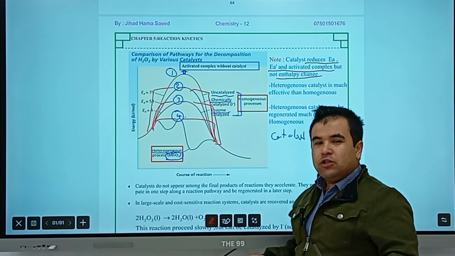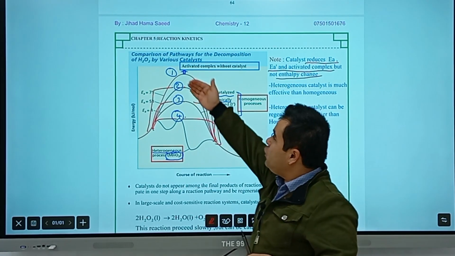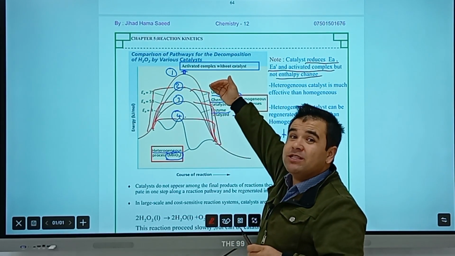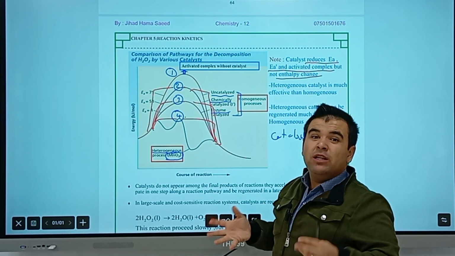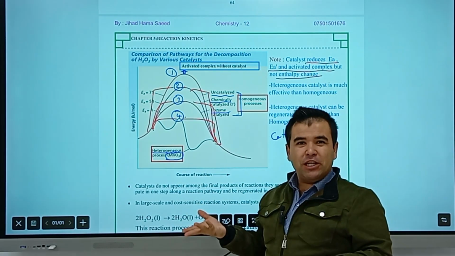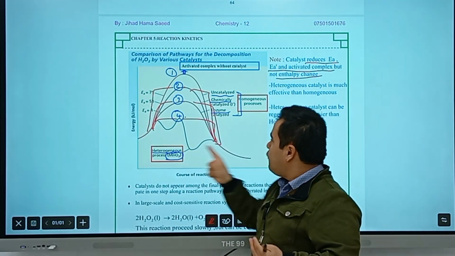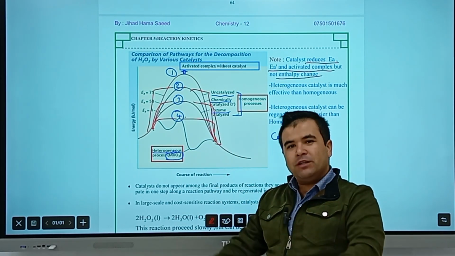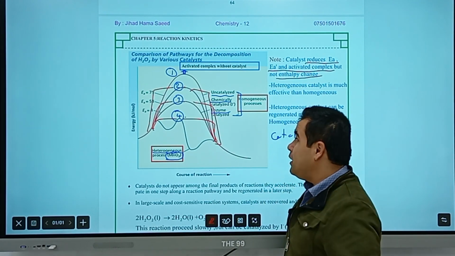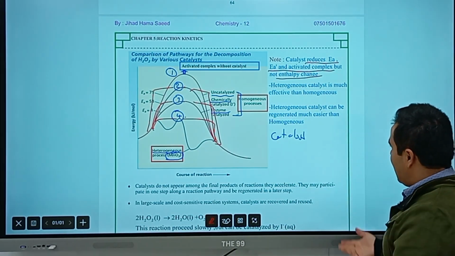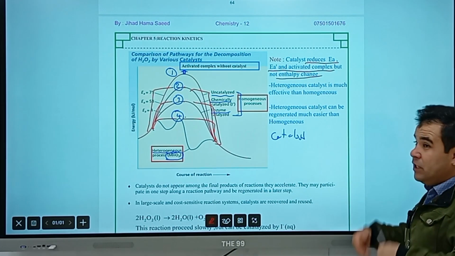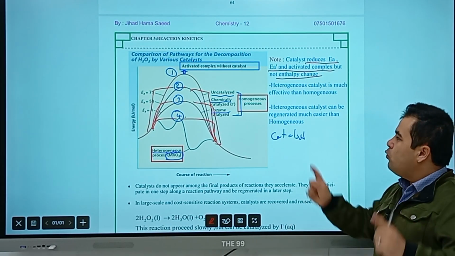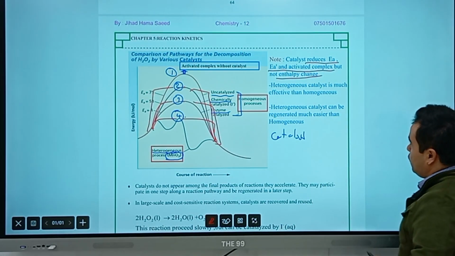Because when it reduces the EA, it reduces the EA prime by the same factor. That's why we will get the same change of energy. And the positions of reactant and product are constant. We do not have different positions, with different energy of the reactant and product, to get a new enthalpy change. We do not have a change in enthalpy here.